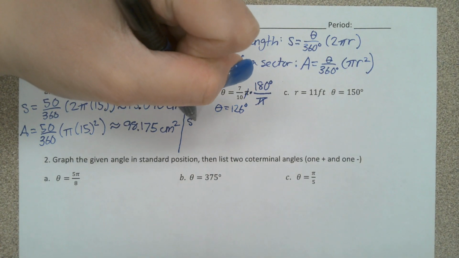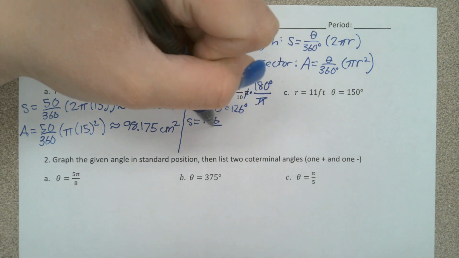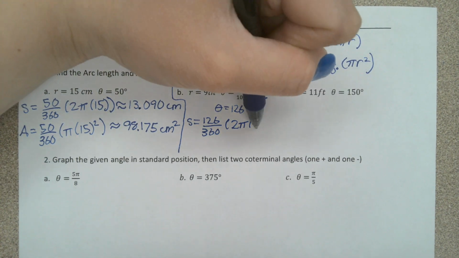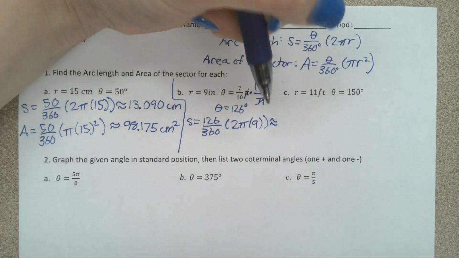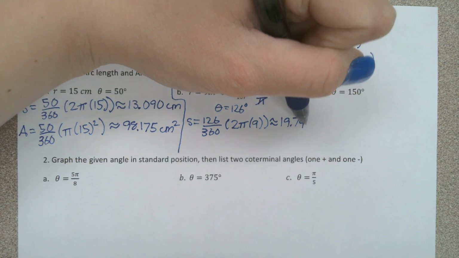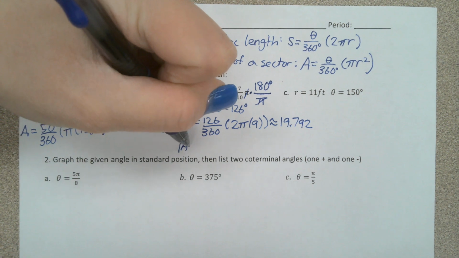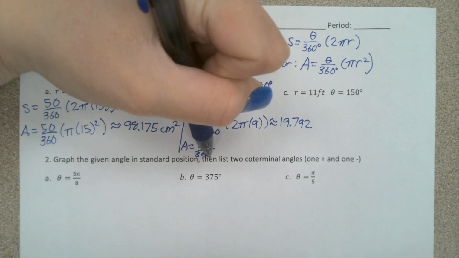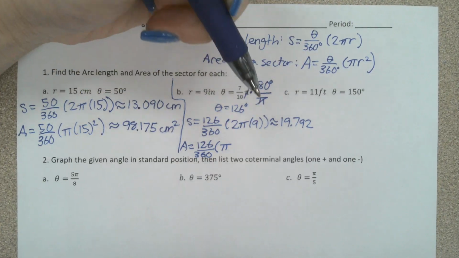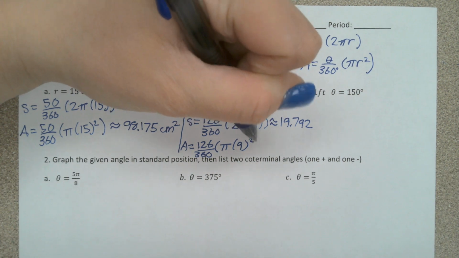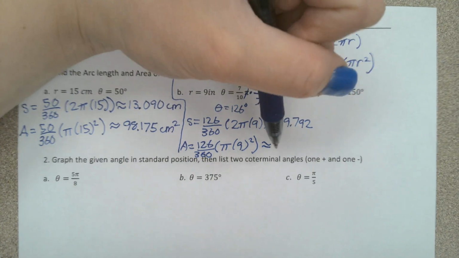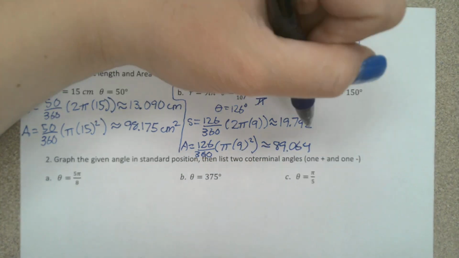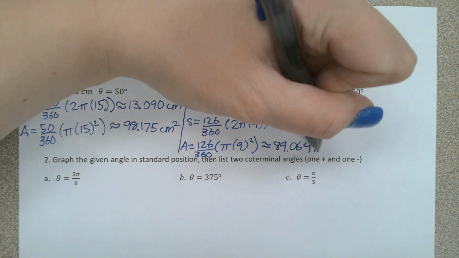Now we just plug everything in. S equals 126 over 360 times 2 pi r is 9. And when I put that in the calculator, I will get 19.792. Area, 126 over 360 times pi r squared, 9 squared. That's going to give me 89.064. And the length label is just inches. The area label is inches squared.